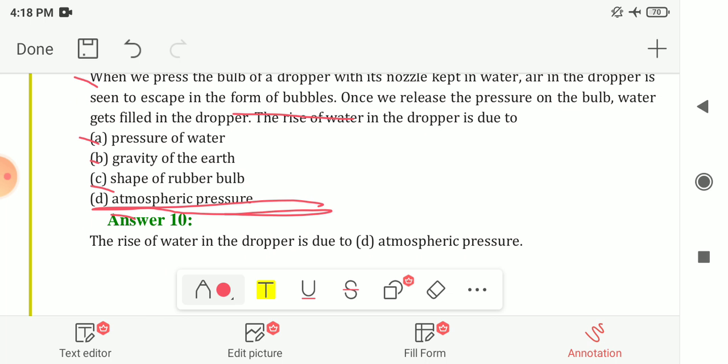Because of the atmospheric pressure, the water level rises in the dropper, and we get the water or medicine in the dropper after releasing the pressure on the bulb. So this is how the dropper works. Here our textbook exercise for chapter number 11, force and pressure, gets over.